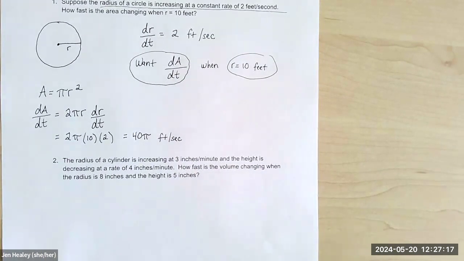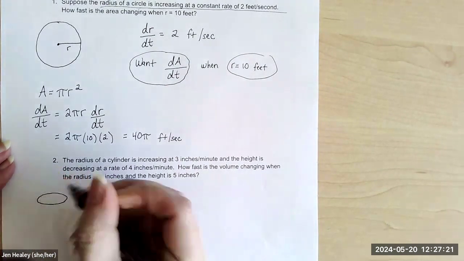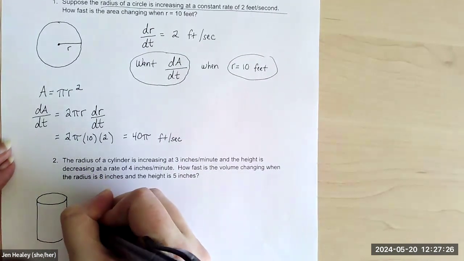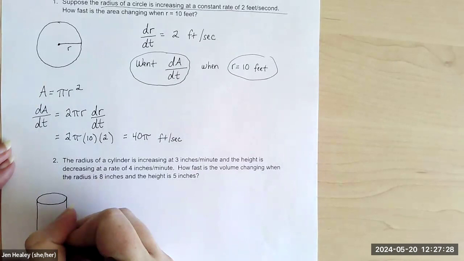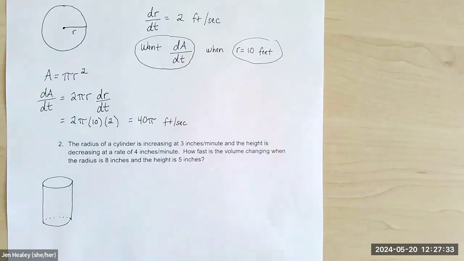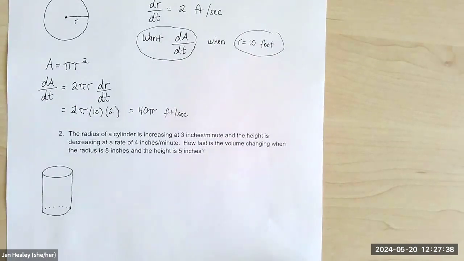We got a cylinder this time. I'm going to try and draw a cylinder. I'm not as good with cylinders. Okay. Got a cylinder. The radius of my cylinder is increasing at 3 inches per minute, and the height is decreasing at a rate of 4 inches per minute. How fast is the volume changing when the radius is 8 inches and the height is 5 inches?